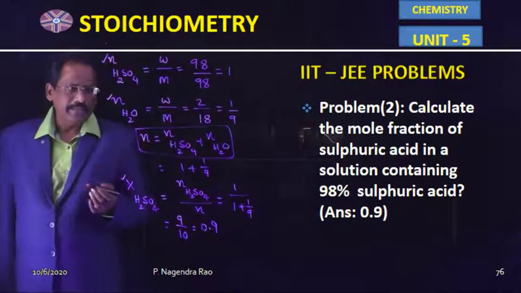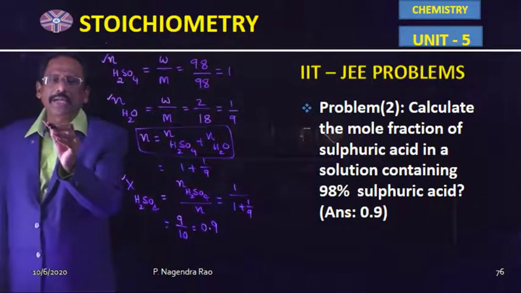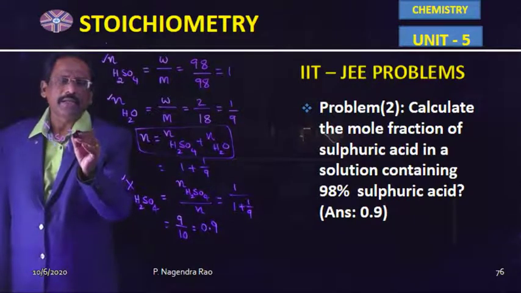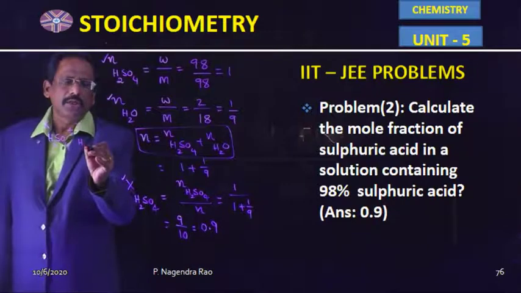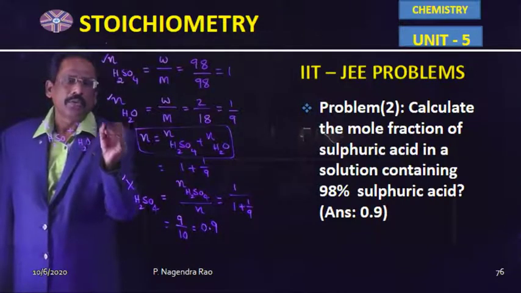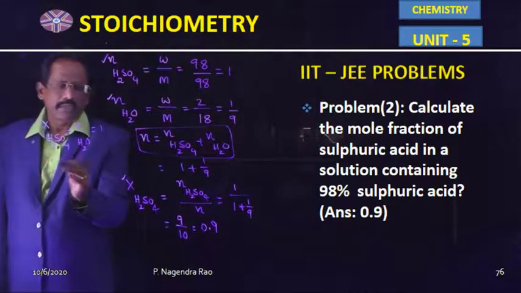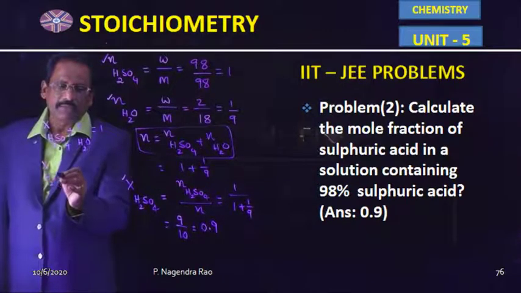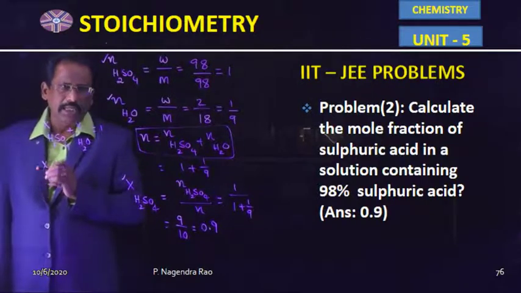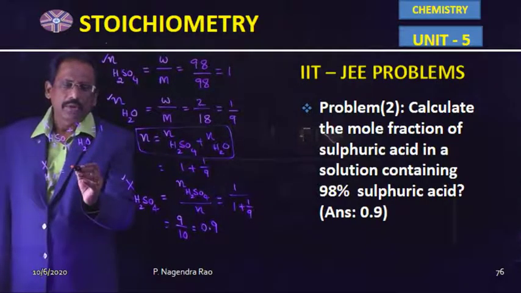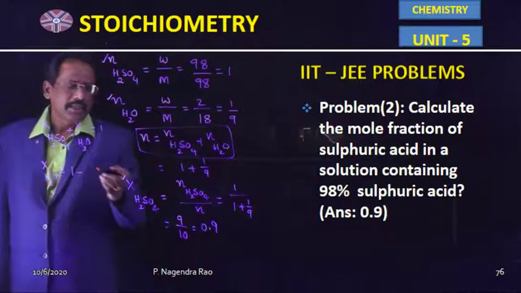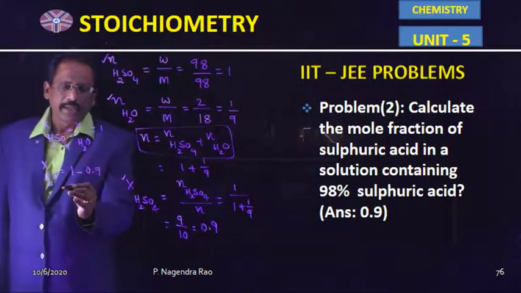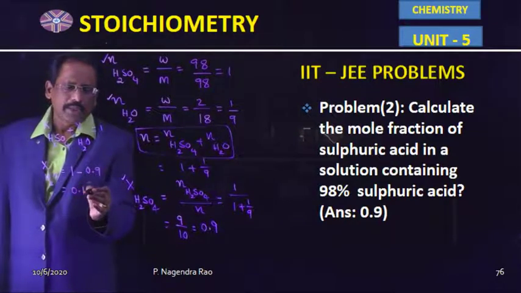At the same time, the mole fraction of sulfuric acid plus the mole fraction of the water component should be equal to 1. Therefore, from this it is possible to calculate the mole fraction of water. So the mole fraction of water is equal to 1 minus the mole fraction of sulfuric acid, that is 1 minus 0.9. So this is equal to 0.1.